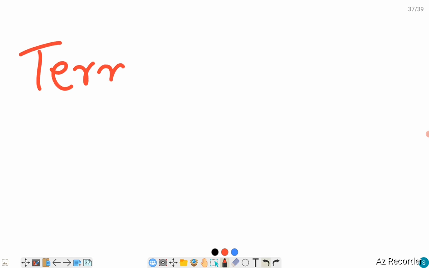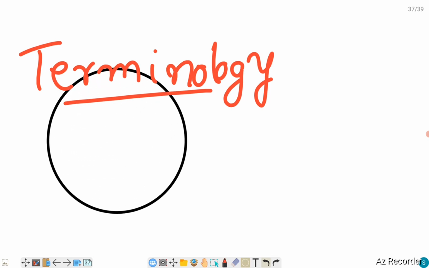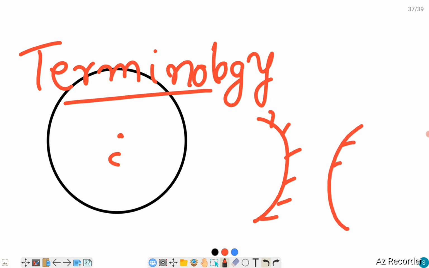Now first one, terminology. Very easy, and at the same time very important. Understood? As we know, we have a sphere. I'm taking it. It has a center. Now our spherical mirrors are part of this sphere only. They are taken from this sphere.